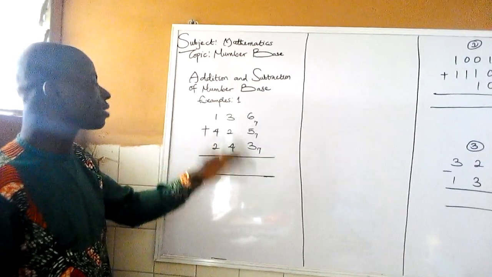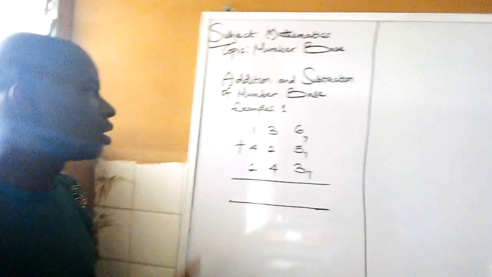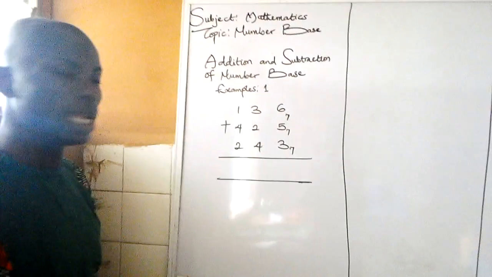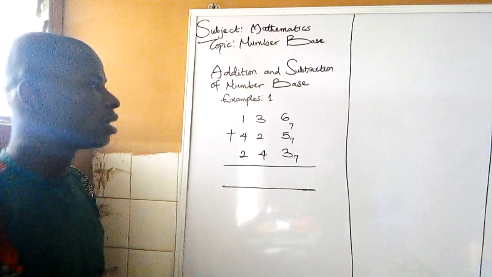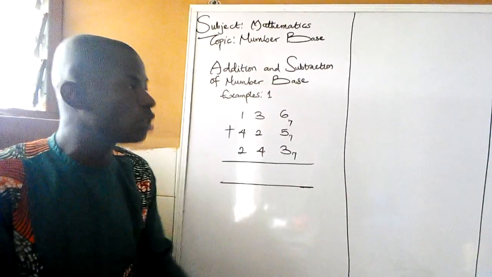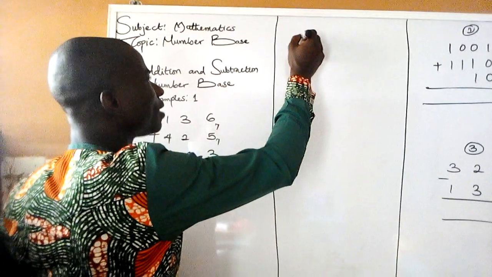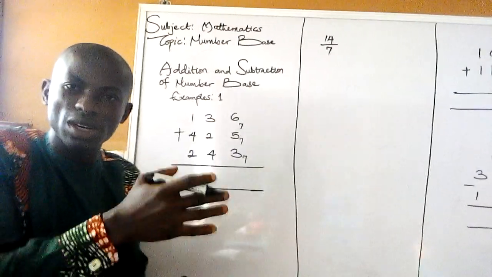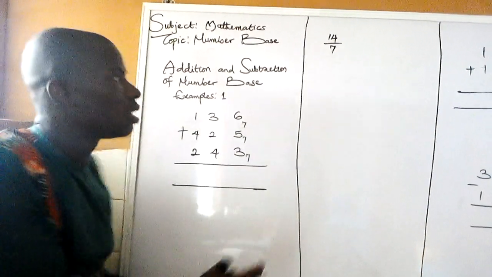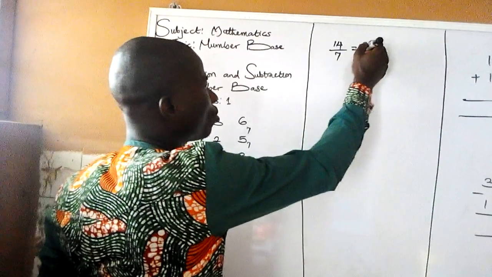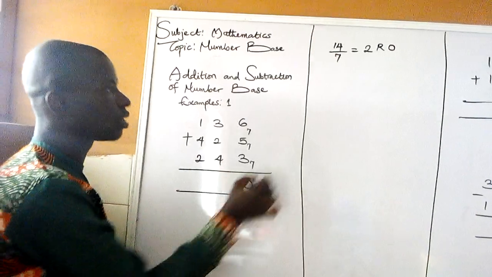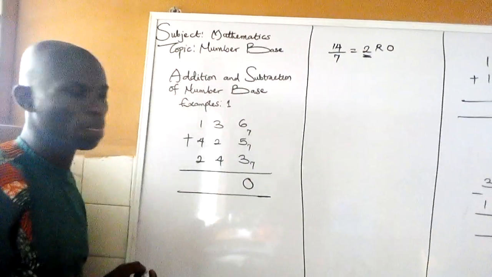Now we have 136 base 7 plus 425 base 7 plus 243 base 7. So what do you do now? We have 6 plus 5, 11 plus 3, 14. So 14 is greater than the base, so you divide it by the base. 14 divided by 7 is 2, remainder 0. Are we together? So you write your remainder, and you keep these 2.